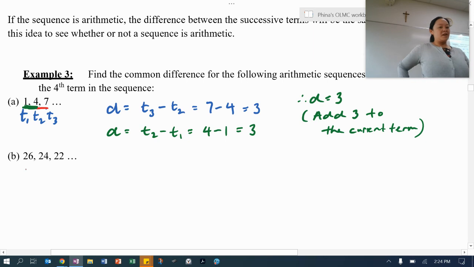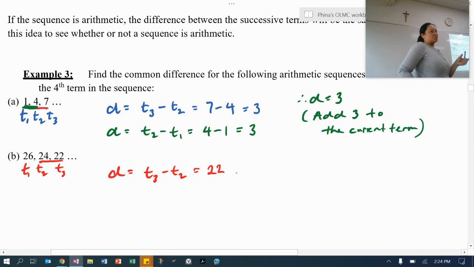Right, so the next one, do the same method. We've got 3 numbers there. I'm just going to label them to make it obvious, though you'd be doing this in your head. Pick 2 consecutive terms. Let's start with 22 and 24. The common difference is T3 minus T2. You can pick any set as long as they're next to each other. I'd say write it today, but after that you can do it in your head. So 22 minus 24 makes negative 2.